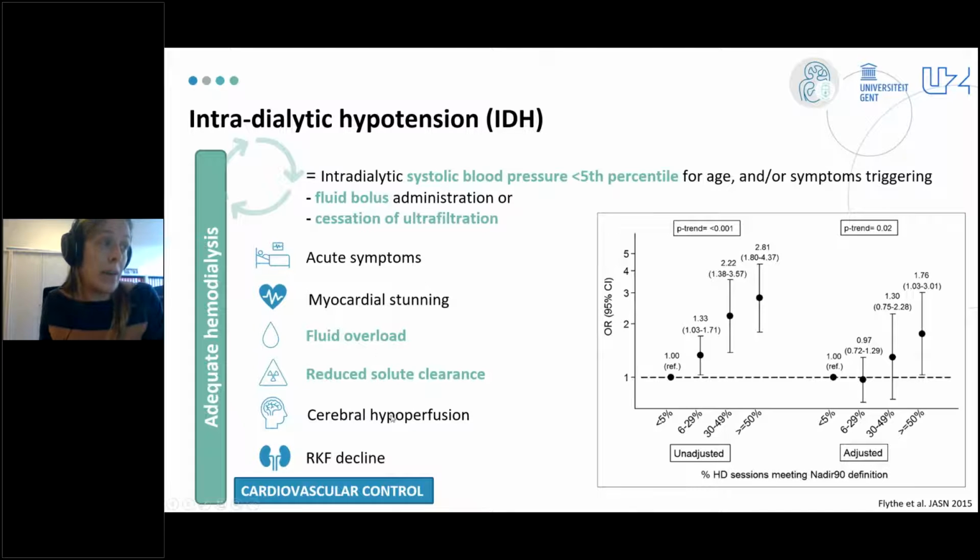Also very important to realize is that by stopping UF, by stopping your dialysis session earlier, in the end, you will have your patient chronically fluid overloaded, but also a reduced solute clearance. And we know that patients who are frequently having these episodes have the worst outcomes. And this is Aldo Delta, where they see that the mortality increased significantly in the patients who have frequent IDH events.